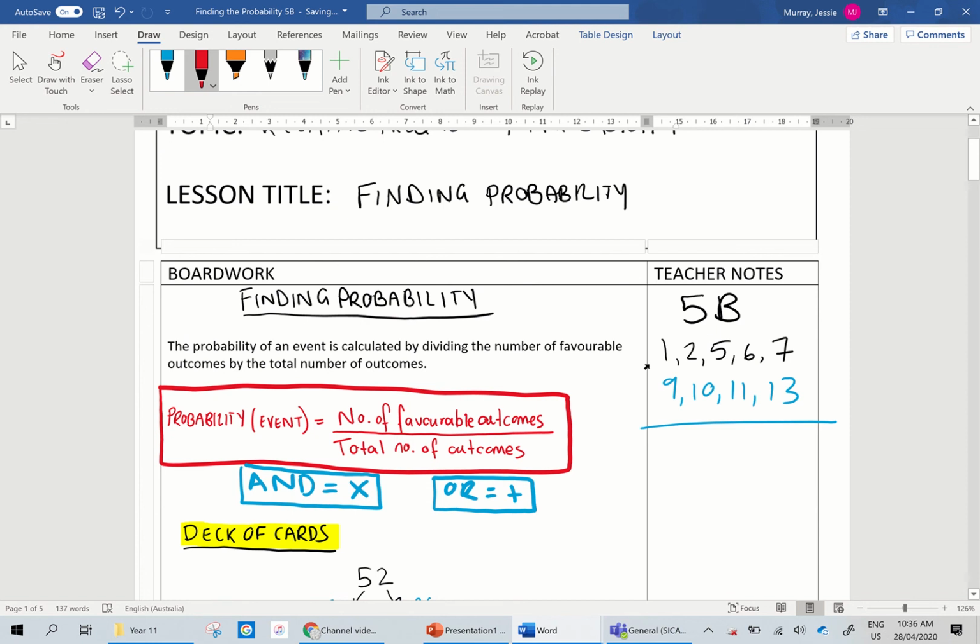So I want you to have a go at 5B today, doing those questions. And if they do have letters, I want you to do all the letters in that question for me. Don't forget to take a photo and upload it onto Teams for me. If you are having trouble uploading a photo, just email me and let me know you're having some troubles, and I can try and fix it for you.